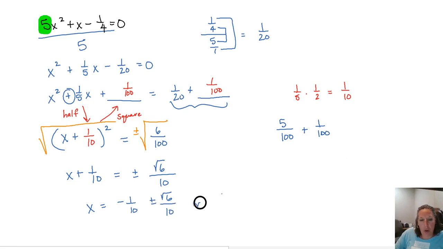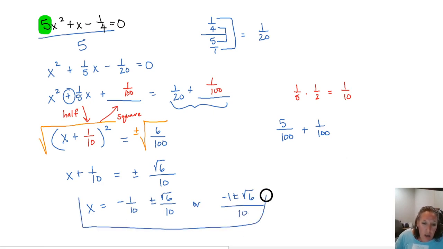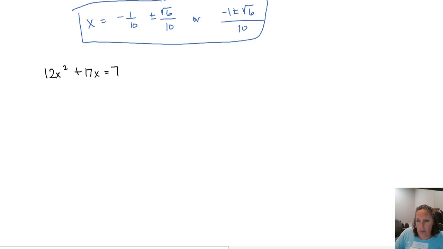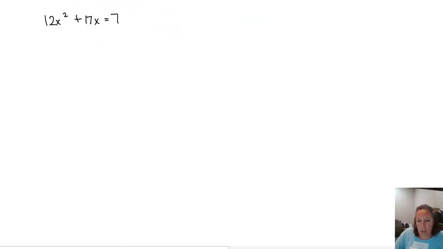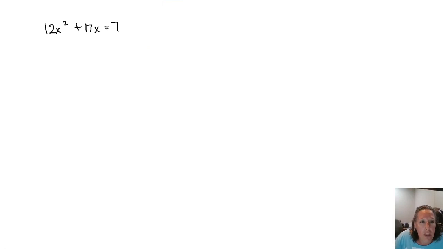If you want to, you can go ahead and write that as a single fraction, negative 1 plus or minus the square root of 6 all over 10. We do get two solutions there, the positive and the negative, to our original quadratic equation. Let's look at one more example, just so we can get a little bit of extra practice. This is something students often struggle with.